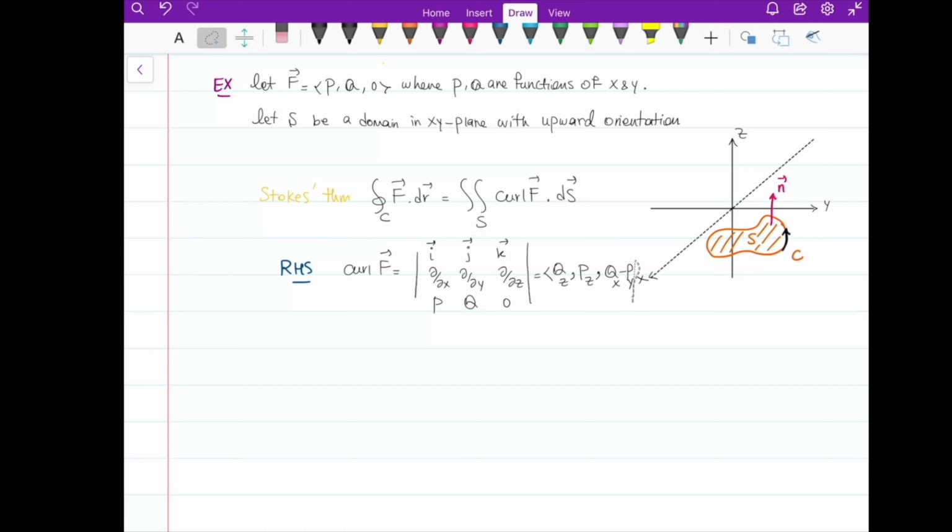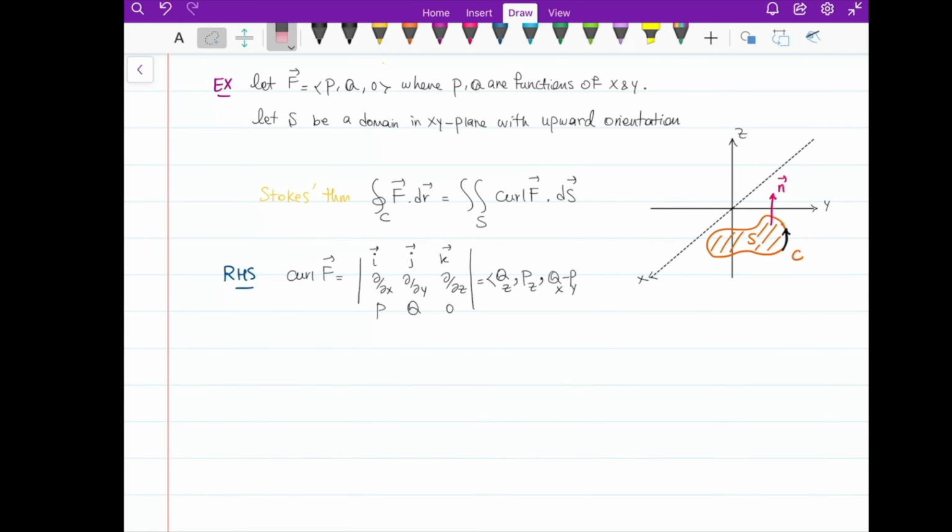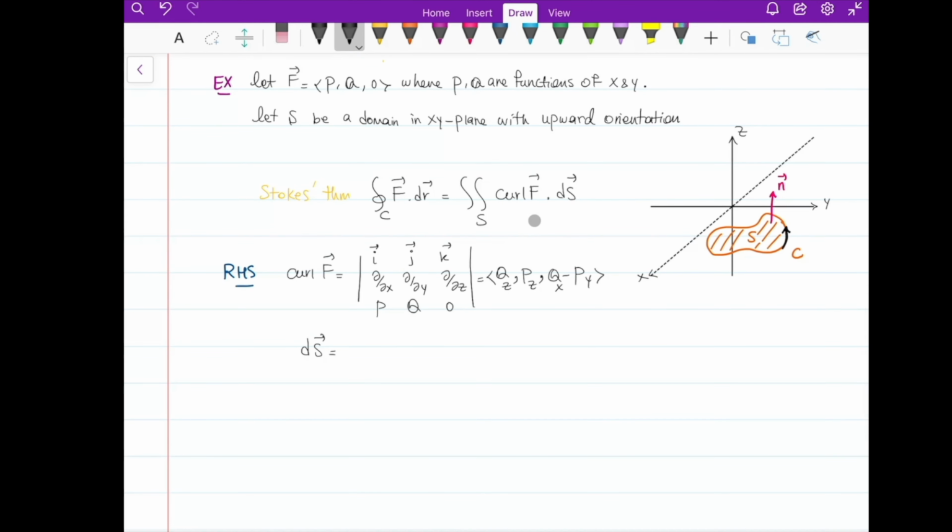Let me move this one a little bit. Okay, minus P with respect to y. That was the curl. And then I know that dS in the surface integral is equal to n dS, where n is the normal vector of our surface. So it's the unit normal vector. I can take this as (0, 0, 1). So I'm going to put (0, 0, 1), and then the element of surface area.